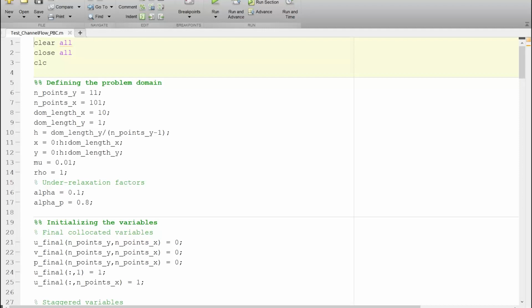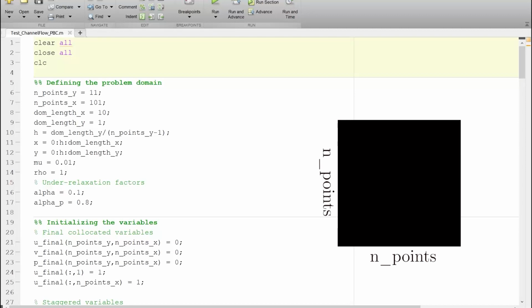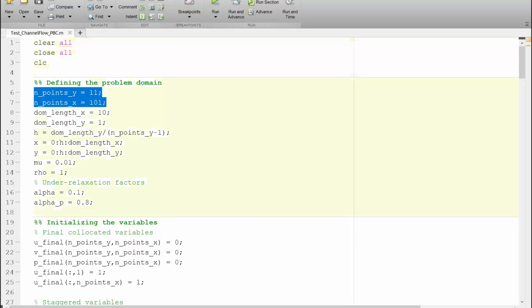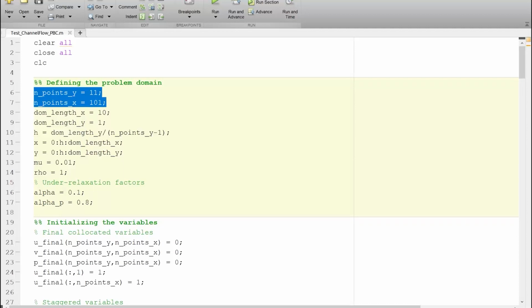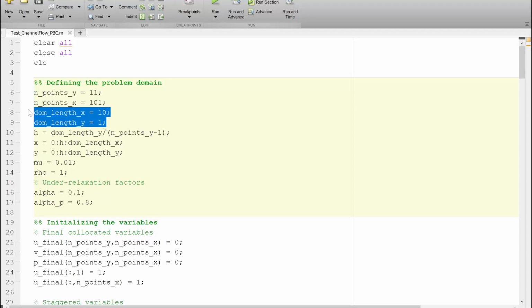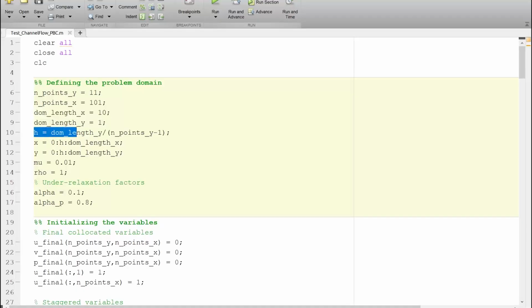Rather than having the same endpoint value for both the x and y directions, which is typical of a square domain, I'm defining endpoints_y, in the vertical direction, and endpoints_x, in the horizontal direction. These numbers also determine what my domain lengths would be. This is the physical geometry of the problem. We are assuming a pipe or a channel which is 10 meters long, or 10 units long, and 1 unit high.